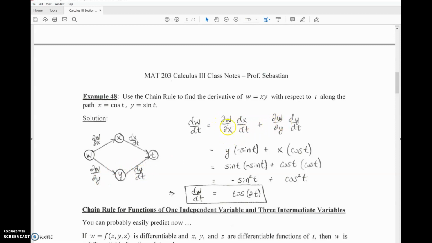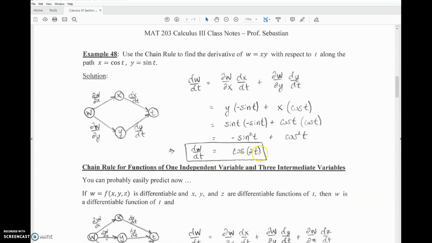So partial w with respect to x, that's y, times dx/dt, which is minus sine t, plus partial w with respect to y, which is x, times dy/dt, which is cosine t. And then at that point, since I know what y and x are, I'll go ahead and plug them in. y is sine t and x is cosine of t. And then I get minus sine squared of t plus cosine squared of t, which is actually cosine of 2t if we use the double angle identity.